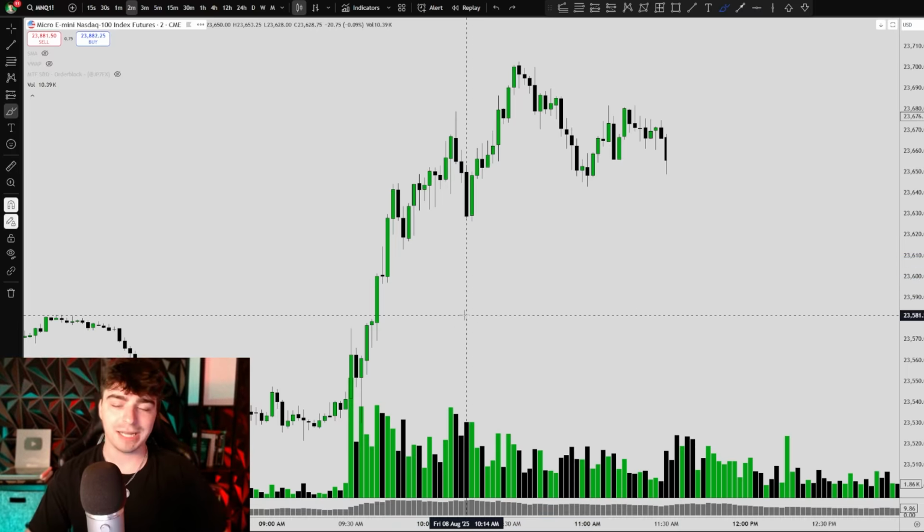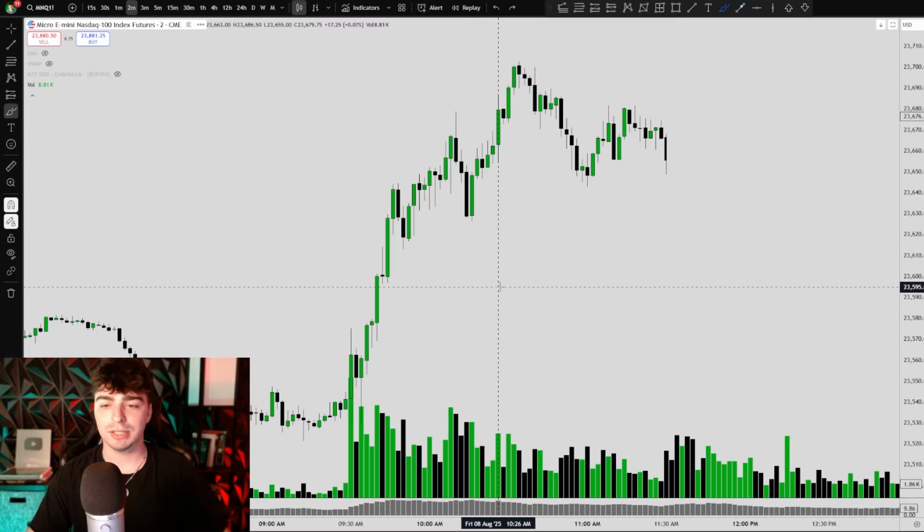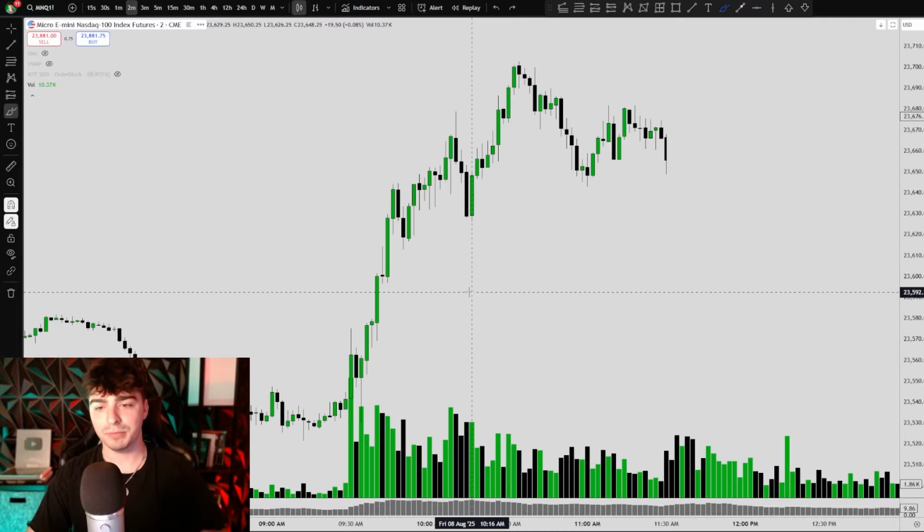If you are familiar with ICT concepts, a lot of people call this an order block, a bullish order block or a bearish order block. And basically, it's the same thing, right? You're just capturing an area where there should be a lot of orders resting.